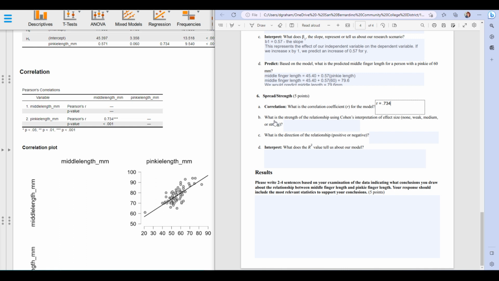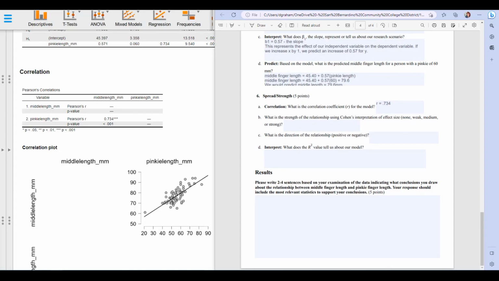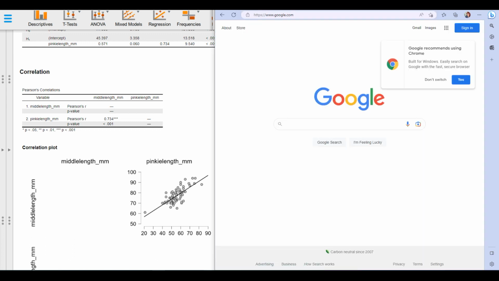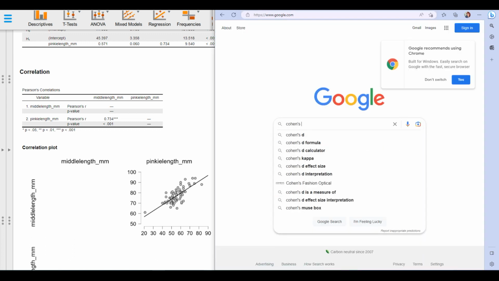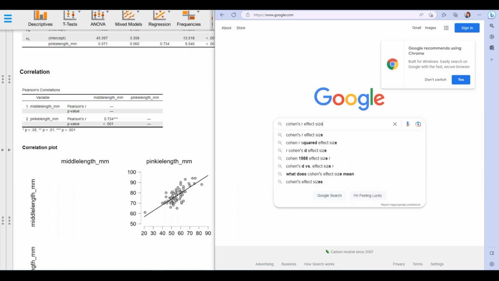What is the strength of the relationship using Cohen's interpretation of effect size? Well, I don't recall if we've done this one yet, but if we haven't, it is coming up in probably our next classwork. Let me see. Let's see if we can just Google this quickly instead of finding the right classwork. Cohen's, Cohen's R effect size.